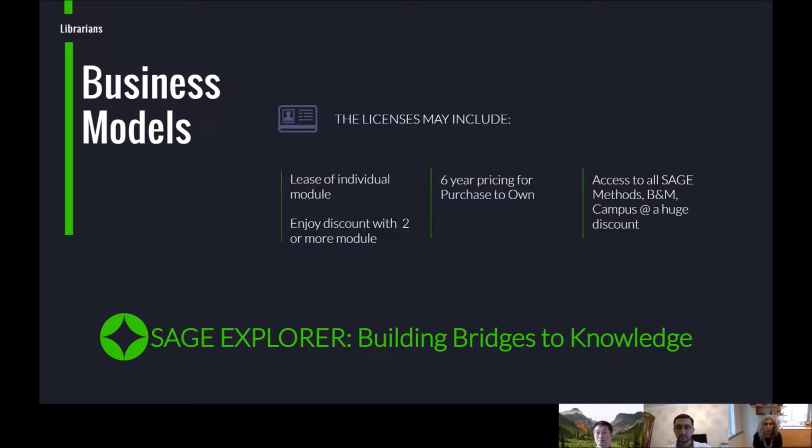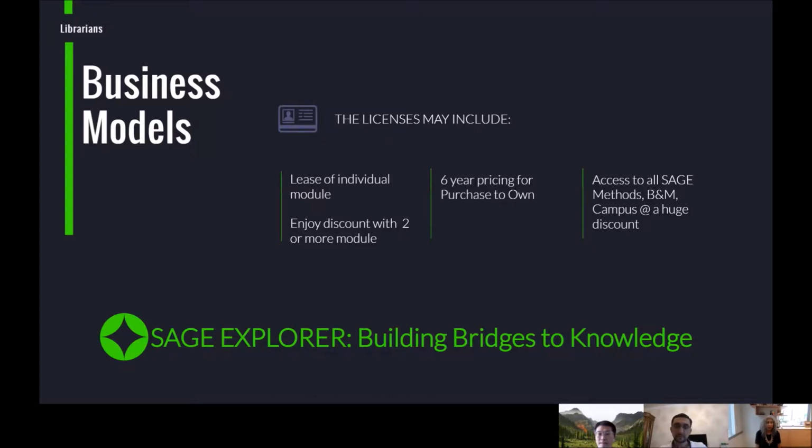But if you buy two or more, then we'll give you a discount. But this is just a leasing option. That means when you cancel the subscription, you lose access to everything. You have nothing left. But if you have the CapEx and you want to say, okay, I want to pay, we can quote you a 6-year pricing, what is called purchase to own, so that you have it for the 6 years. Obviously, every new content we add, every new video or every new module we add into Sage Research Methods will not be added.